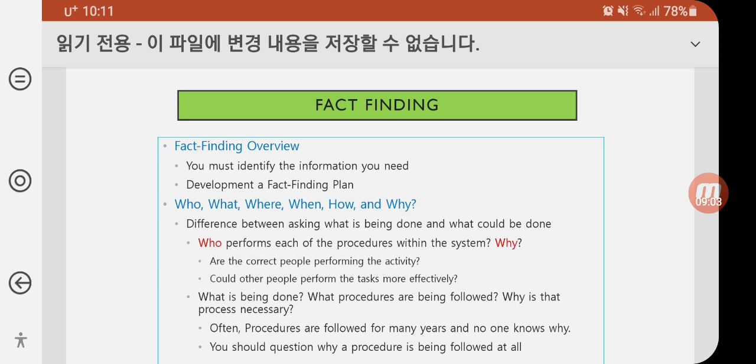What is being done? What procedures are being followed? Why is that process necessary? Often, procedures are followed for many years and no one knows why. You should question why your procedure is being followed at all.